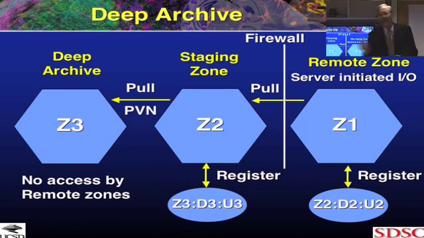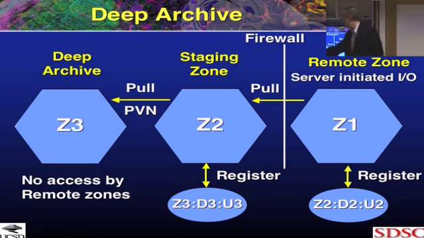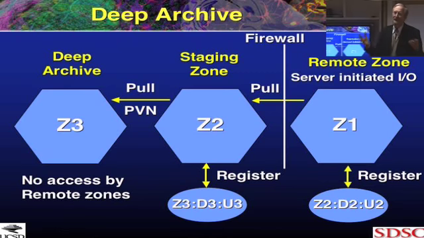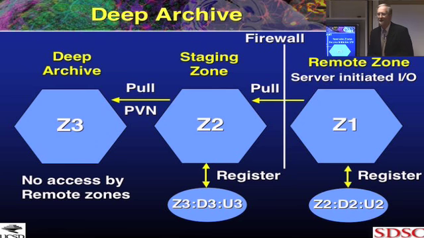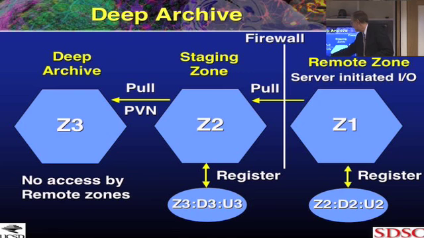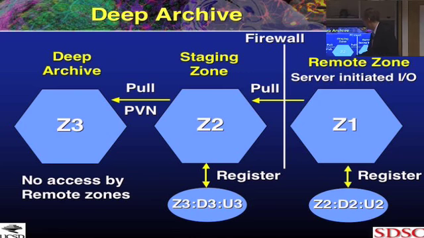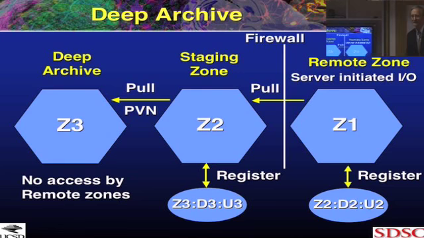And you can only pull the data in under commands issued from within the archive. You've now isolated this environment from the external world. You can actually push data the other way. This archivist could push data into the staging zone, and then from the staging zone, the second archivist could push data to the outside world.